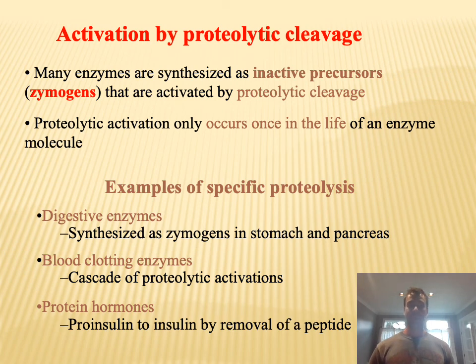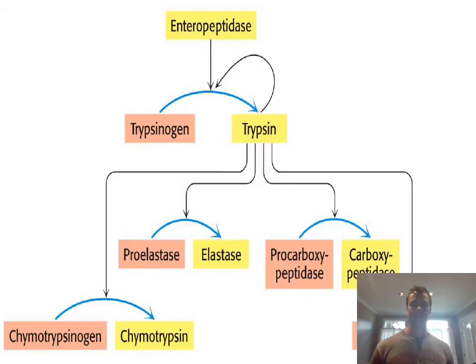Protein hormones are another example. Insulin is actually a protein that's first made as a zymogen, and then a peptide gets cleaved to make it active. Here's an example for trypsin. Trypsin is a protease that's first made as trypsinogen, so it's in an inactive form. There's an enzyme that acts on it to activate trypsin, and then trypsin can act on other enzymes to activate them. For example, elastase becomes activated by trypsin, chymotrypsin becomes activated by trypsin, and so on.